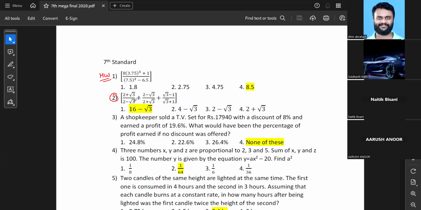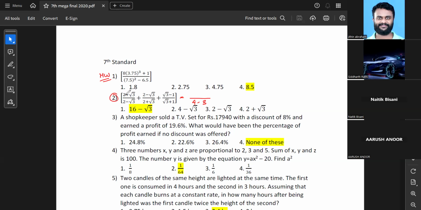Anyway, so 2 plus root 3 upon 2 minus root 3 plus 2 minus root 3 upon 2 plus root 3. Then I have root 3 minus 1, then root 3 plus 1 over here. So how can we deal with this? First of all, I'll simply cross multiply this. By cross multiplication, the denominators a minus b and a plus b, when I multiply them, I'll get a square minus b square. In the first case, a square is 4 minus b square is 3. And the numerator, 2 plus root 3 the whole square. And over here, 2 minus root 3 the whole square it is.